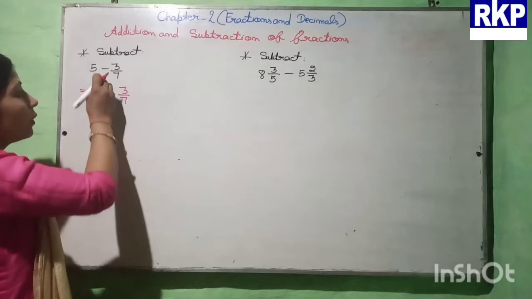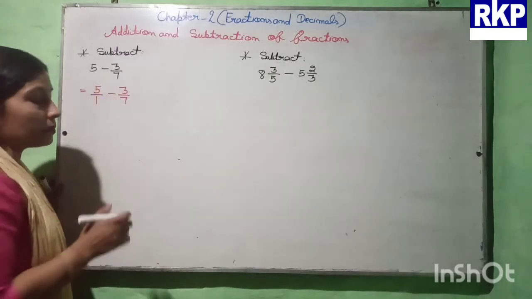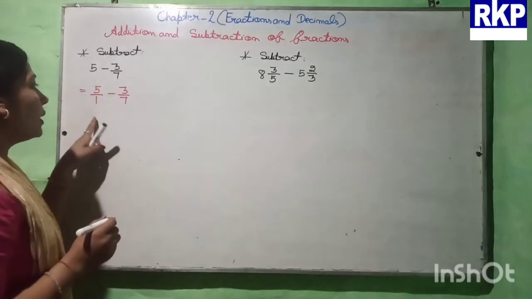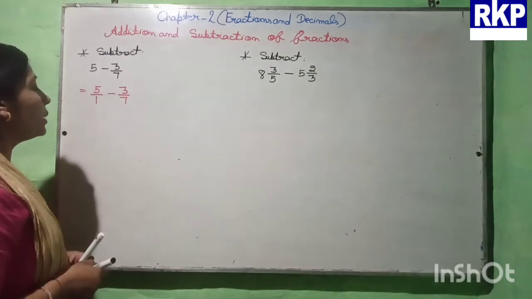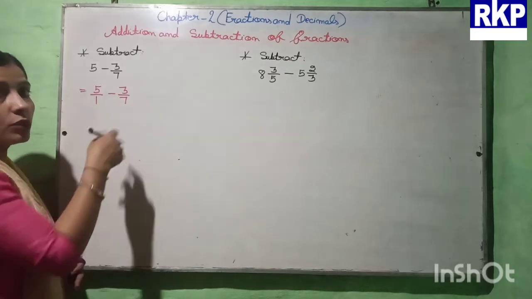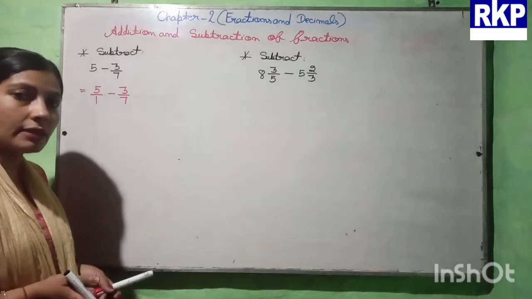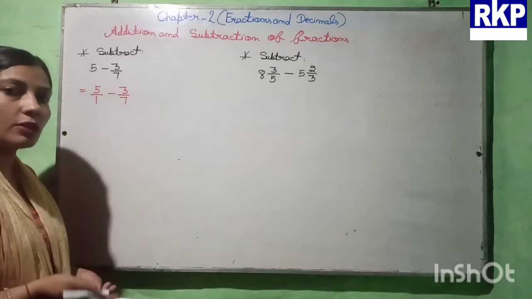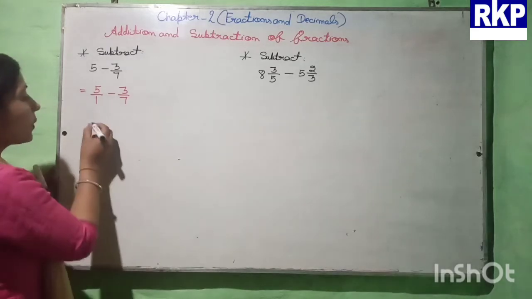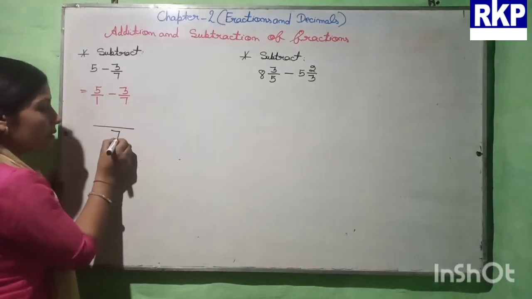So 5 or 5 by 1 both are same. Now beta, we have to check the denominators, and here the denominators are not same. So here we need to find out the LCM, but here 1 and 7, only 1 and 7, so LCM will be 7. Okay, so here we will write 7.